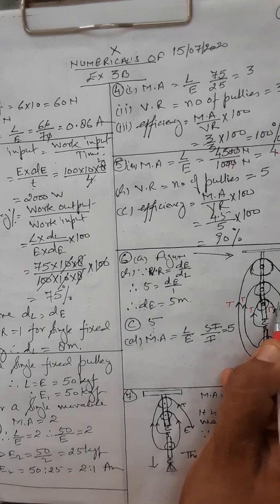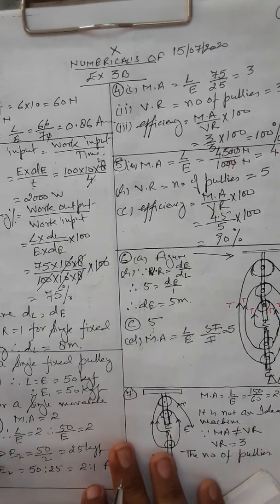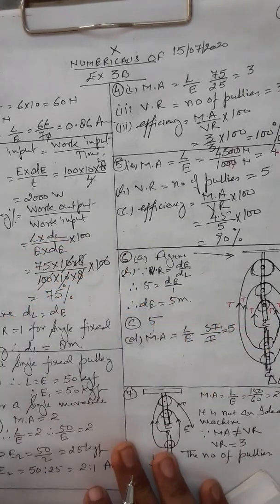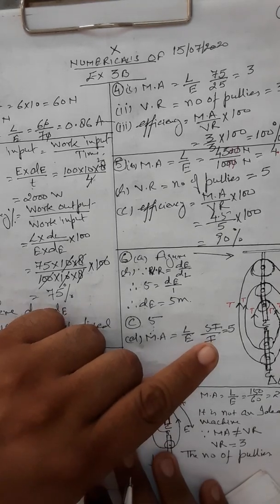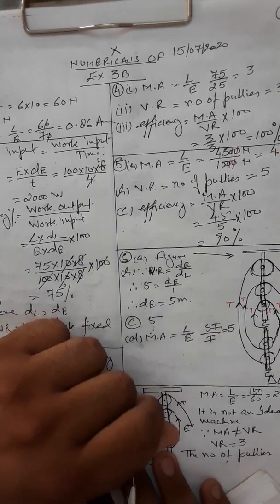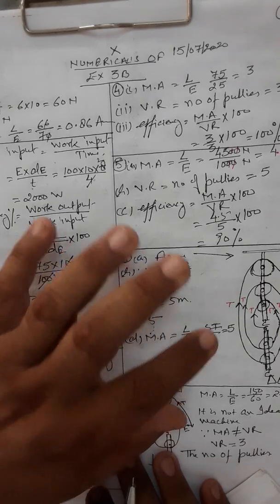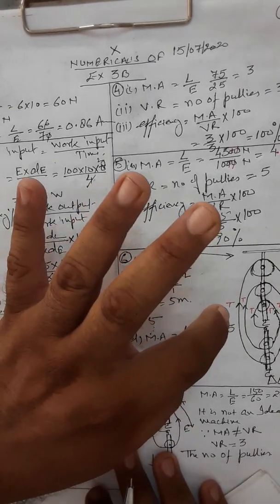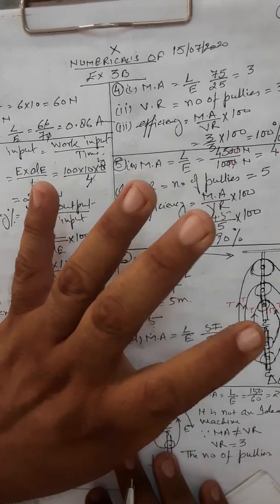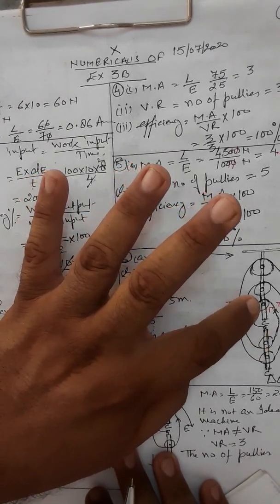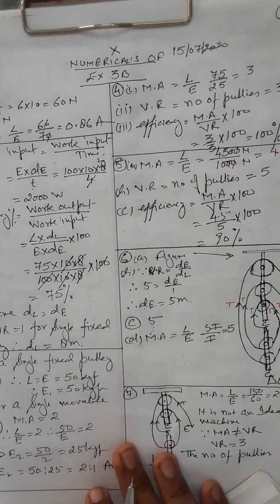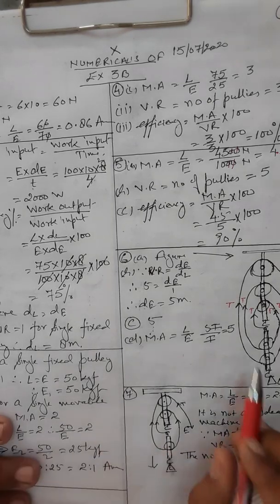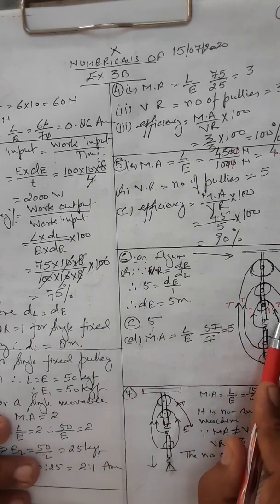This is T. What is T here? The number of strings supporting the load. Don't count this. In the book, somewhere it is written that the number of pulleys is equal to the effort. No. The number of tensions is equal to the number of pulleys which are supporting the load. Here 1, 2, 3 and 4. In the diagram you can see clearly 4 pulleys.